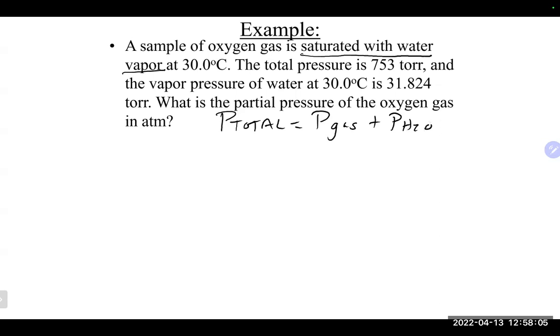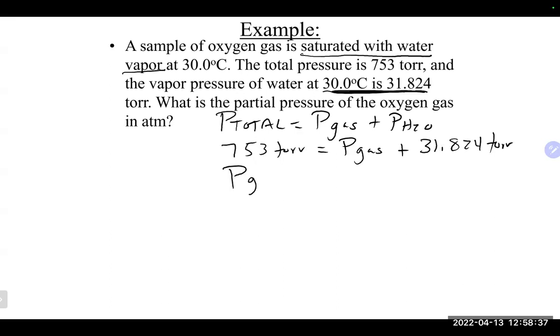In this particular case, the total pressure is 753 torr. The pressure of the gas that we're interested in, and they were nice enough to give you the value here in the problem. A lot of times they are not nice like that, and there is a table in the chapter usually that you might have to look up. Again, very much like the table that's hanging up there on the wall, and it's based off of temperature, just like you did over there. And in this case, it would be 31.824 torr. Rearranging gives us the pressure of the gas is equal to 753 torr minus the vapor pressure of water.